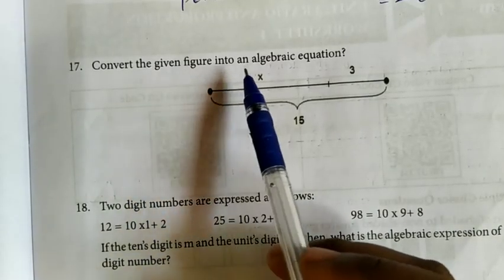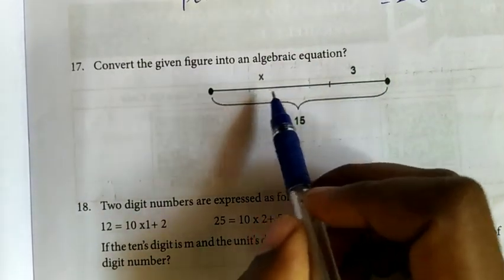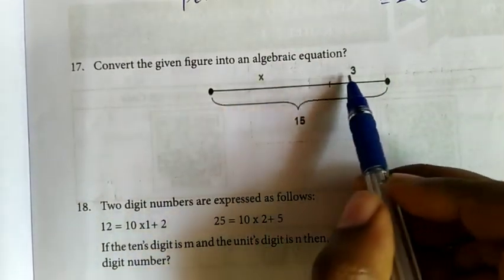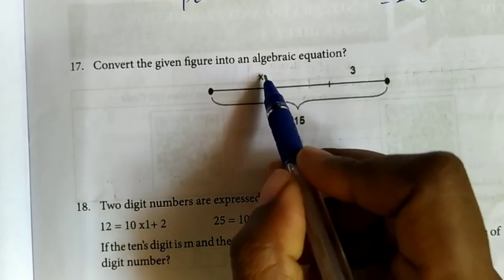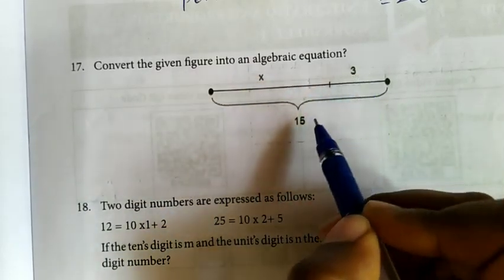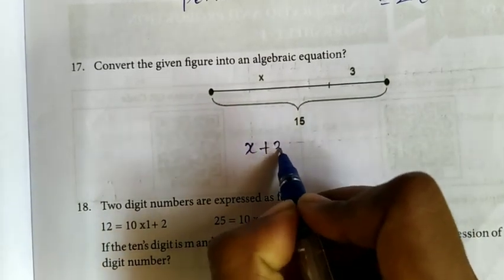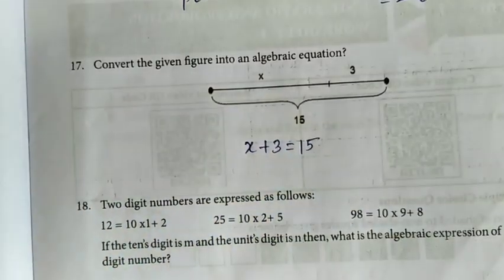17th question. Convert the given figure into an algebraic equation. See, from the diagram we have to form the algebraic equation. So x and 3 is there. If we add x plus 3, we get the value of 15. So that equation is x plus 3 equal to 15.